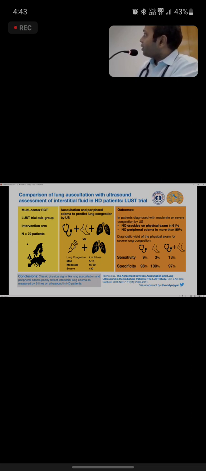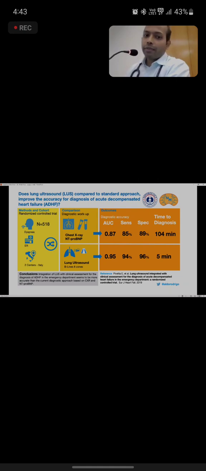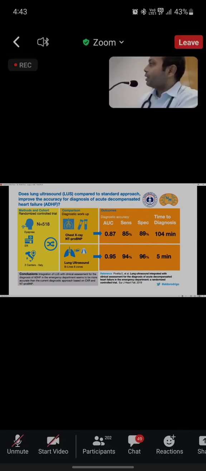So it can be seen that lung ultrasound, which had shown moderate to severe congestion, had no crepts on physical examination in 61% and no edema in 80%. So physical examination will have a very low sensitivity. Similarly, compared with our conventional methods of chest X-ray and NT-proBNP, lung ultrasound had better sensitivity and specificity and a much better turnaround time for determining the fluid status.